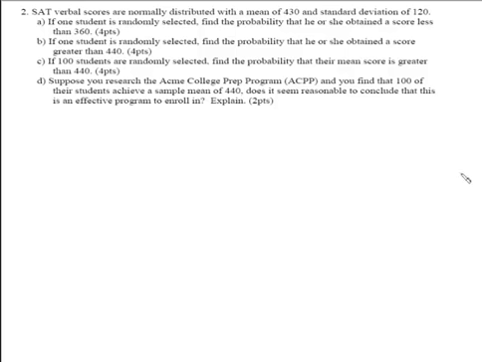Number 2, SAT verbal scores are normally distributed with a mean of 430 and a standard deviation of 120. If one student is randomly selected, find the probability that he or she obtained a score less than 360. And then the following questions, all these questions grouped together should look quite familiar. It's one of your quizzes where I asked you to use a normal distribution.